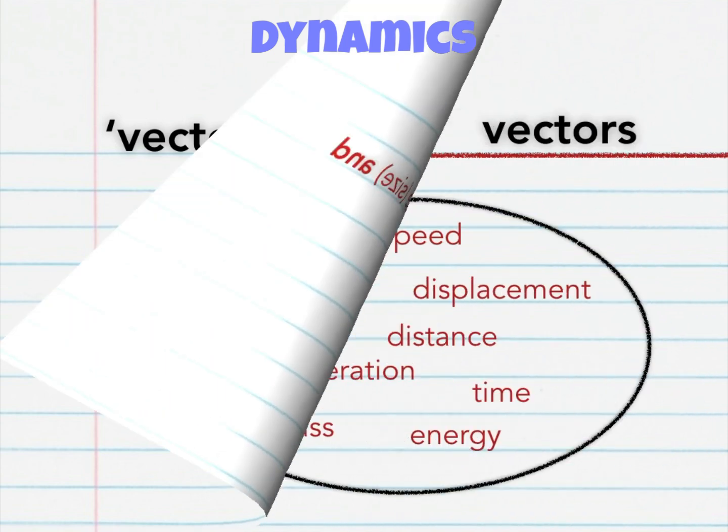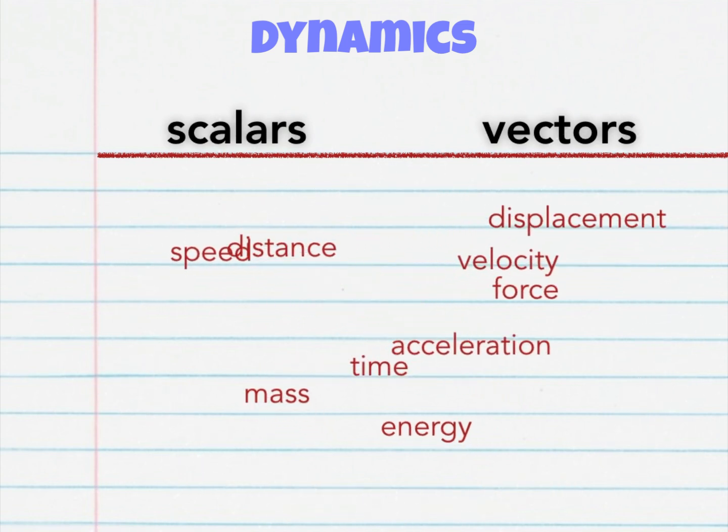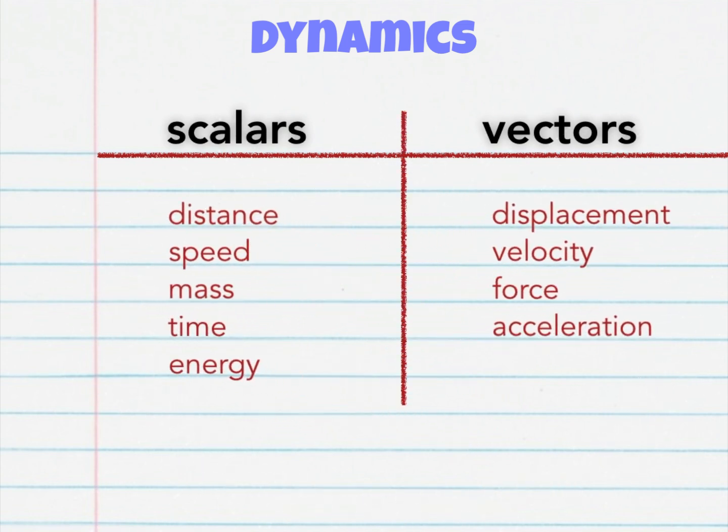And here's a little test for you. In a few seconds, the oval shape will disappear and each quantity will either move to the left if it's a scalar or right if it's a vector. Where does each quantity belong? Distance, speed, mass, time and energy are scalars, while displacement, velocity, force and acceleration are vectors.